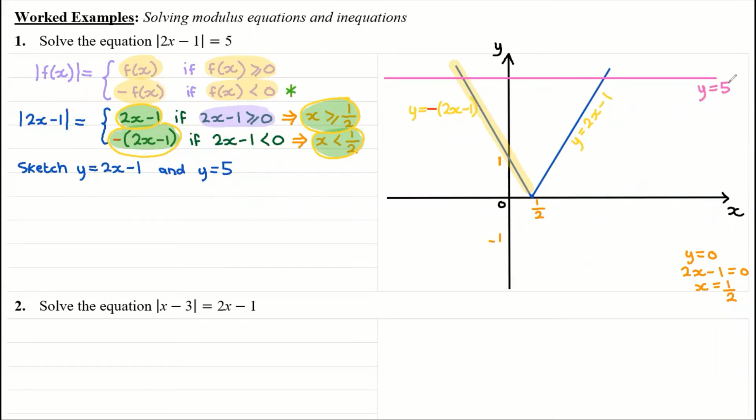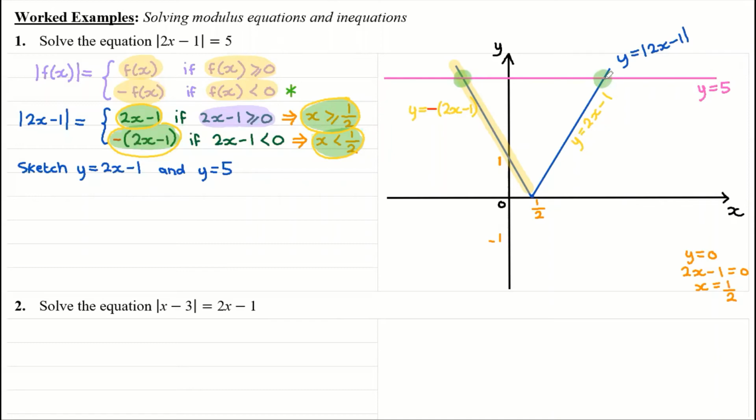Okay. And I'll just relabel my modulus graph again. y is equal to the modulus of 2x subtract 1. Now, if you look at the diagram, we seem to have 2 points of intersection, here and here. So if we read off those values of x, that will give us the solutions to the equation. Okay, so we need to figure out what those values are, and we can do this algebraically.